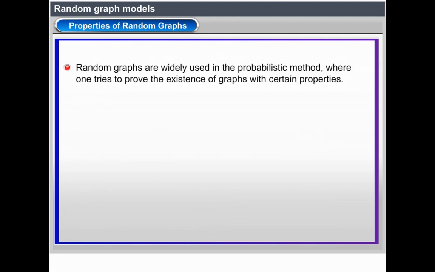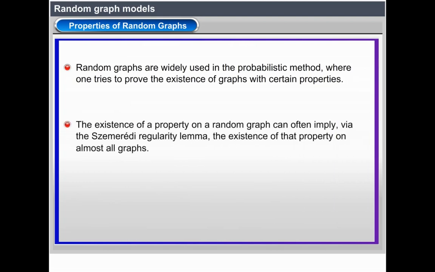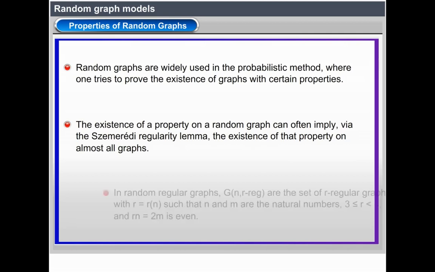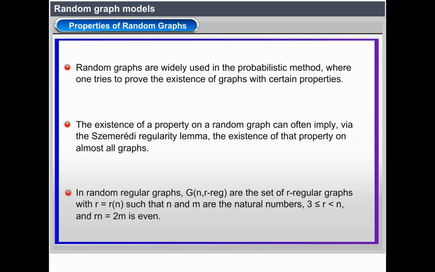Random graphs are widely used in the probabilistic method, where one tries to prove the existence of graphs with certain properties. The existence of a property on a random graph can often imply, via the Szemerédi regularity lemma, the existence of that property on almost all graphs. Random regular graphs: G(n, r) denotes the set of r-regular graphs with n vertices, where n and r are natural numbers, 3 ≤ r < n, and rn = 2m is even.